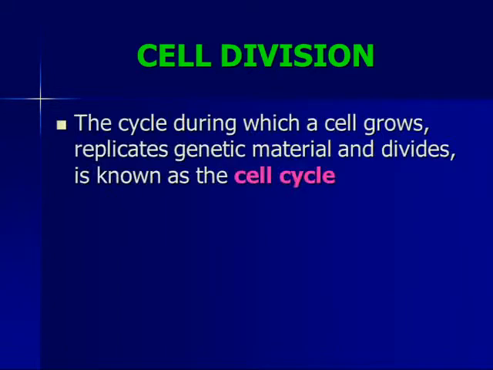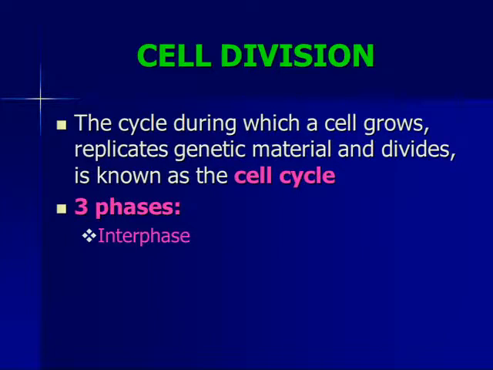Let's go to the cell division part. We have a cell cycle that occurs, and that is as the cell grows, it replicates, it divides, and that whole process we call a cell cycle. We basically have 3 phases. I think you know them. First of all, the interphase.